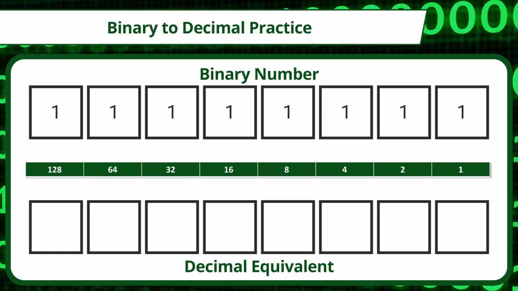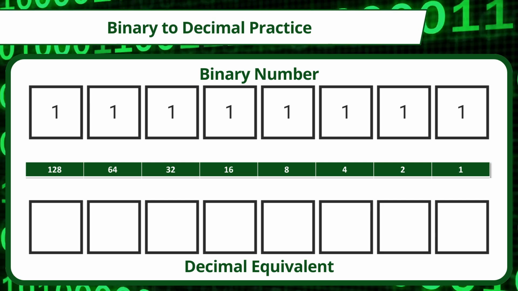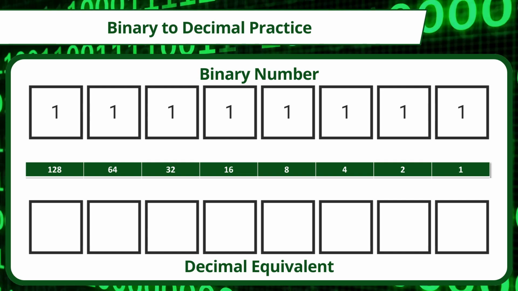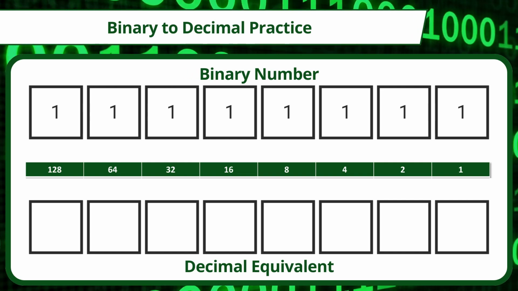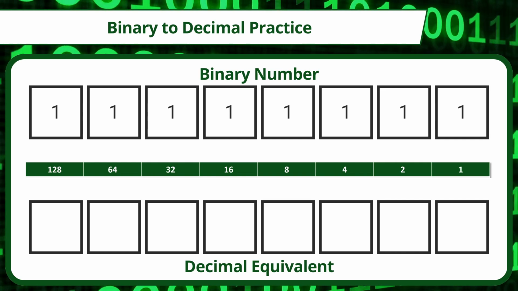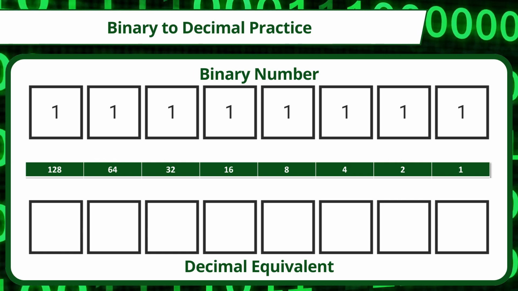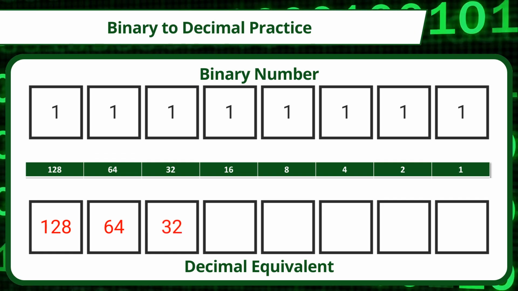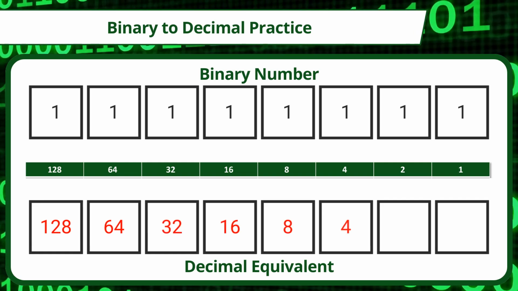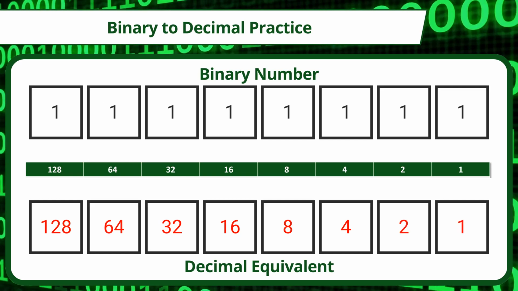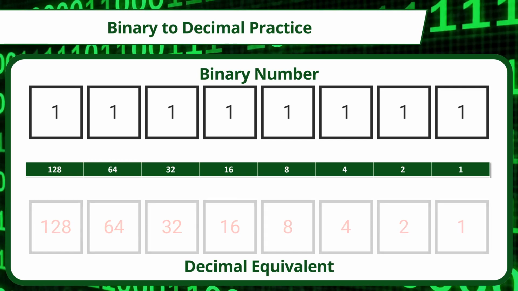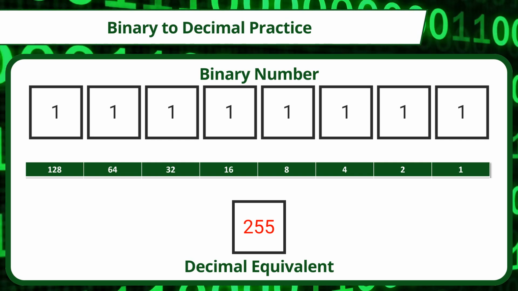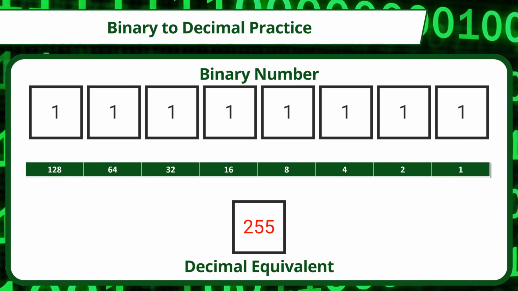But before I explain what is special about this binary number, let's do our conversion using our usual method. The binary number is 11111111. That means every single bit is a 1, so each place value is included in the total. So starting from the left, we add 128, then 64, then 32, followed by 16, 8, 4, 2, and finally 1. When we add up all these values, we get a total of 255. So the binary number 11111111 equals 255 in decimal.